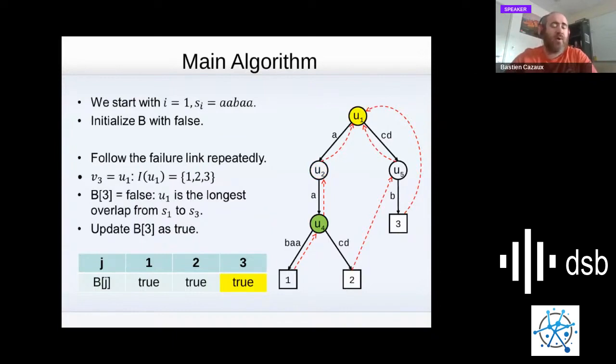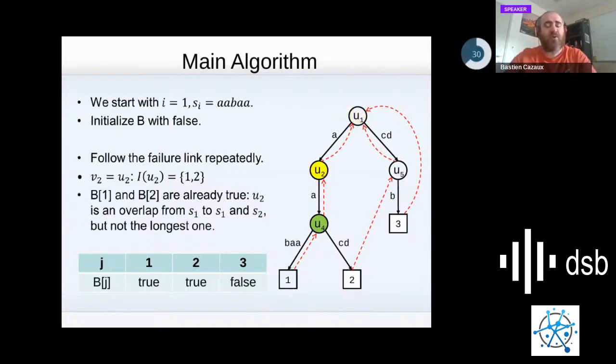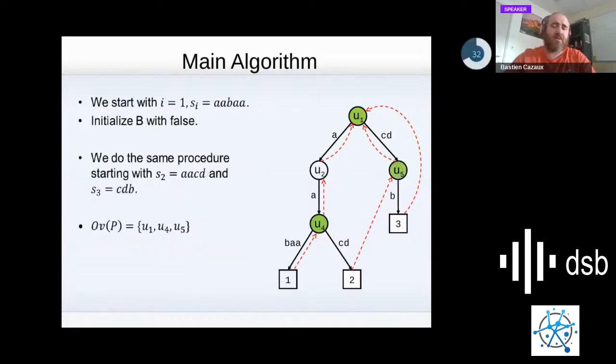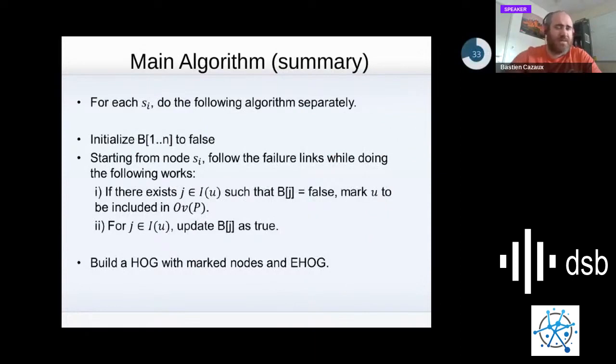And for U1, now you have 3, and 3 is false in B. So now you need to add U1, because it corresponds to a maximal overlap between 1 and 3. And you continue, and you can do that for each leaf, and you obtain these marked nodes. And if we remove U2, so the only internal nodes which are not marked, you obtain the HOG. So this is the idea, and this is the main algorithm. It's exactly what I presented.